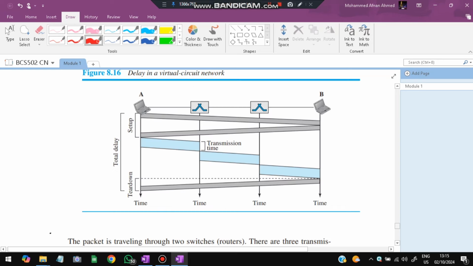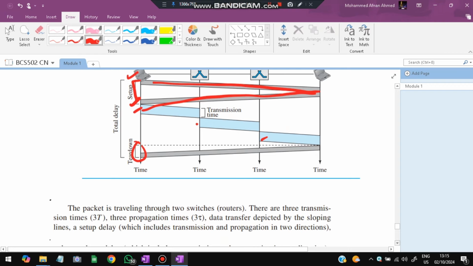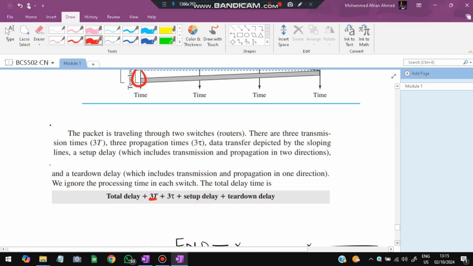Next we have the delay. In this, first there is a setup time, the request goes and is acknowledged and comes back. It is a more secure type of connection where the request is sent, acknowledgement is done, and only after that the transmission starts. Transmission delay is there, three transmission delays, and waiting time is not present here, but tear down is present. So total delay will be equal to 3t plus 3 tau plus setup and tear down delay.